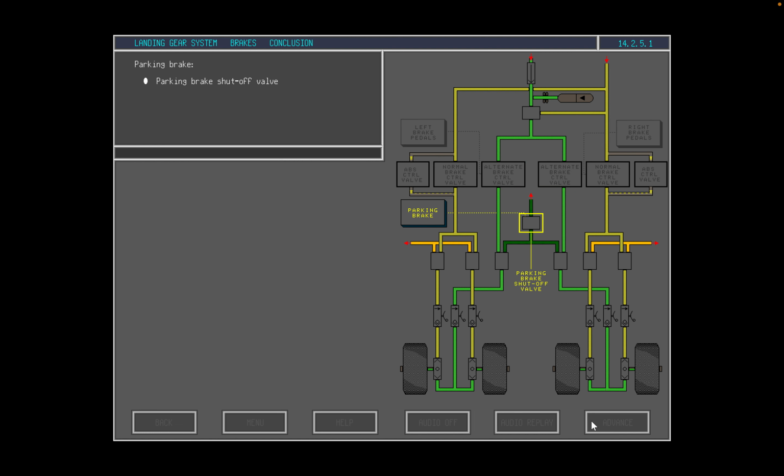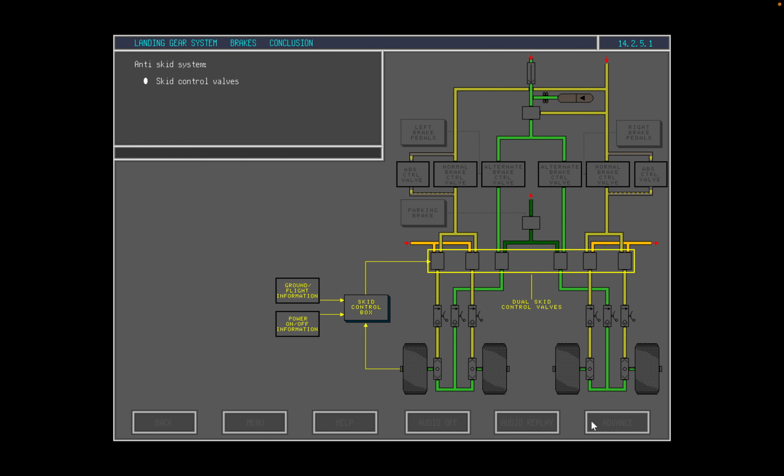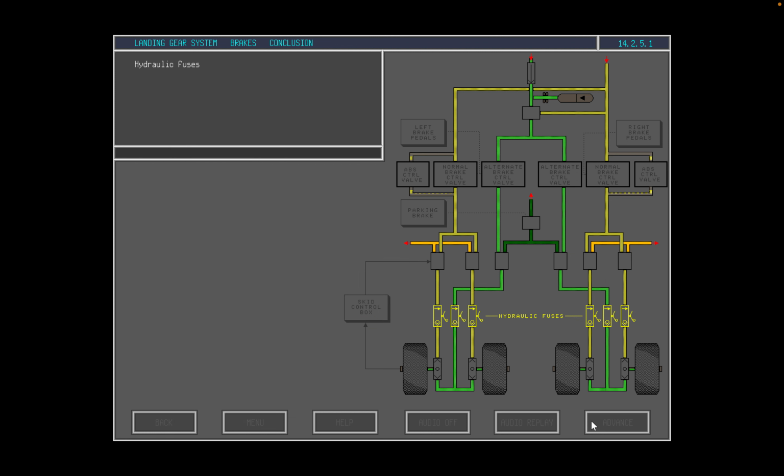The parking brake was located and its operation described. We looked at the anti-skid system and noted that the normal system uses a skid control valve for each wheel, whereas the alternate system uses 1 skid control valve for each pair of wheels. The purpose of the hydraulic fuses in isolating fluid leaks was explained.